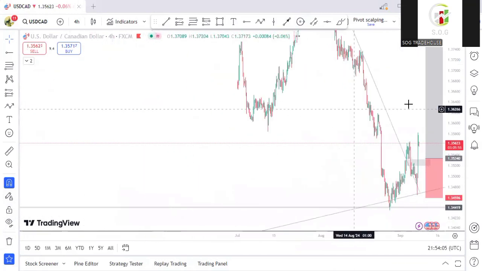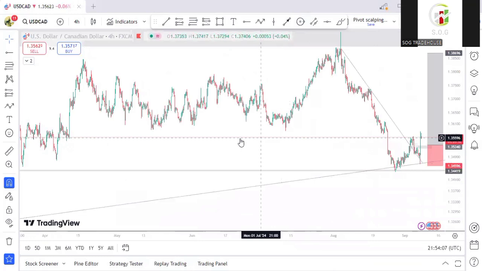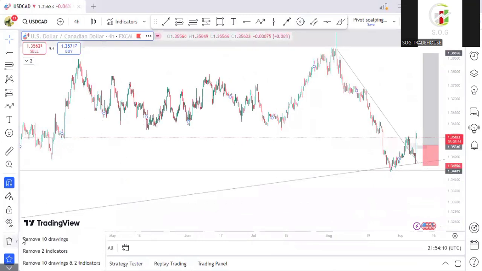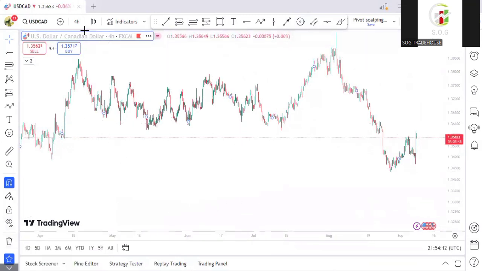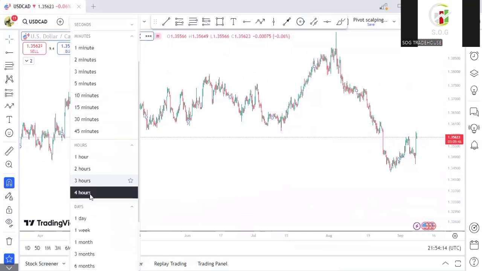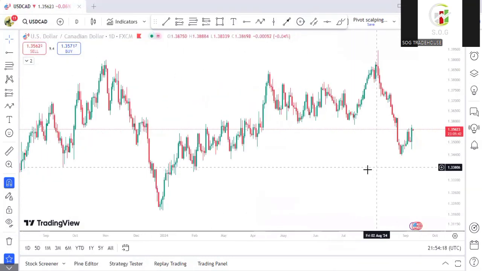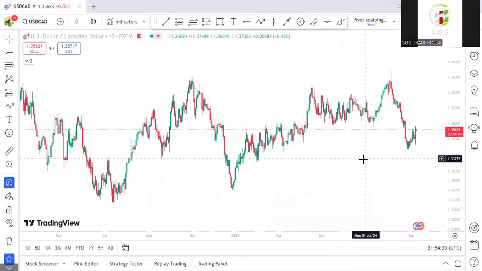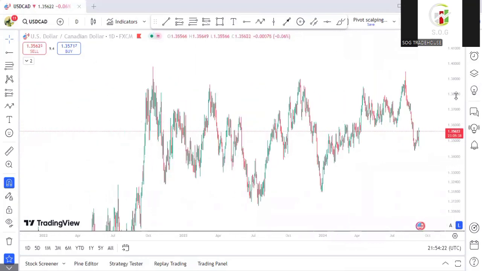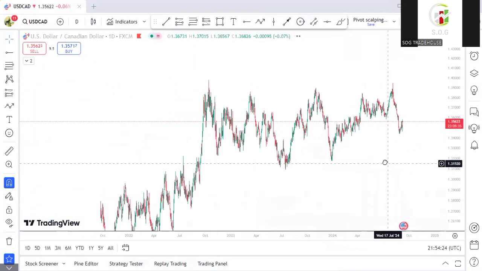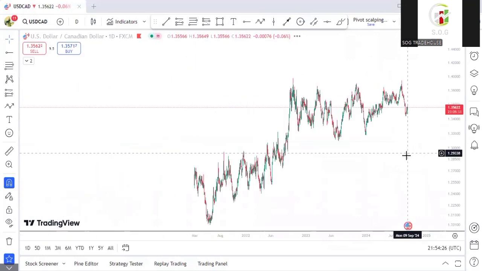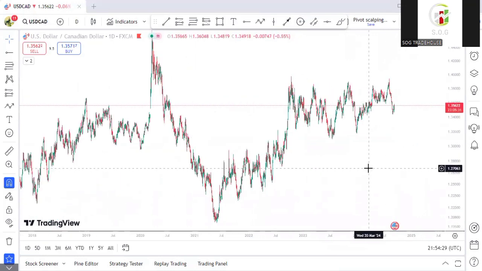So I'll just delete everything and start the analysis afresh. We'll start from the daily time frame. All right, so a quick one. As trend line traders, the time frames you should focus on are the daily time frame, the 4 hour time frame, and the 1 hour time frame.